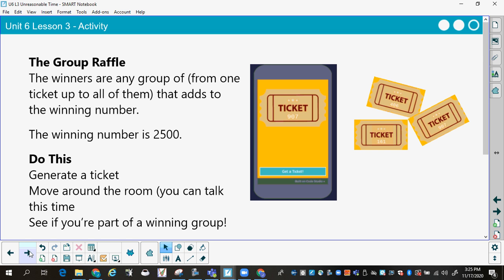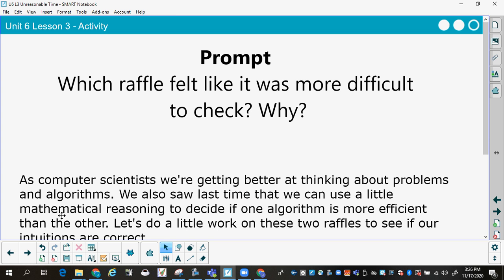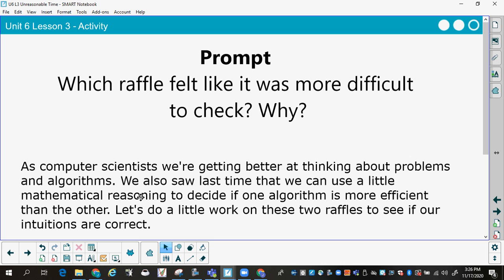Now, to do this on your own, using the ticket generator, go ahead and generate maybe 15 to 20 tickets and see what you can do. Can you create a winning combination, a group that adds up to 2,500? Go ahead and try that. Which raffle felt like it was more difficult to check, and why? I think that you would have said the second one.